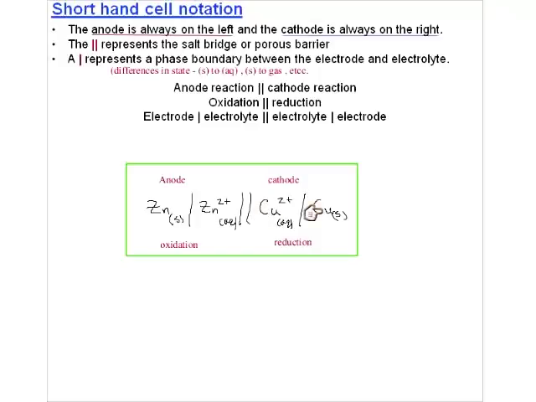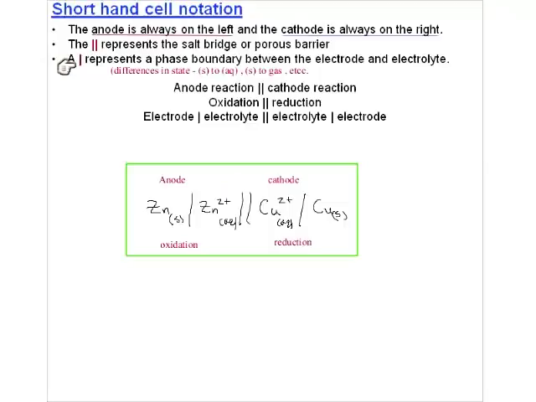No matter what type of cell we're doing, the anode is always on the left. The double pipe, this little symbol here, is called a pipe symbol. The double pipe represents the salt bridge or porous barrier. This is what separates the anode from the cathode. All right? The single pipe represents a phase change or a boundary change.